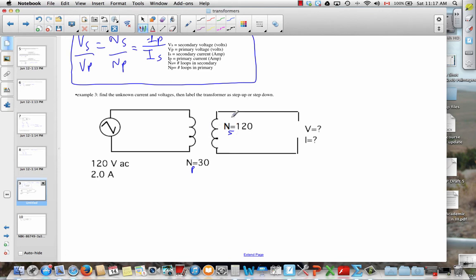There's more loops here, so we expect more volts by a factor of 4 because it's 120 over 30. So we expect the volts to go up by 4, and we expect the current to go down by 4. So we could just proceed by inspection using those ratios and say 480 volts and 0.5 amps. If you prefer, we could write the equation out.